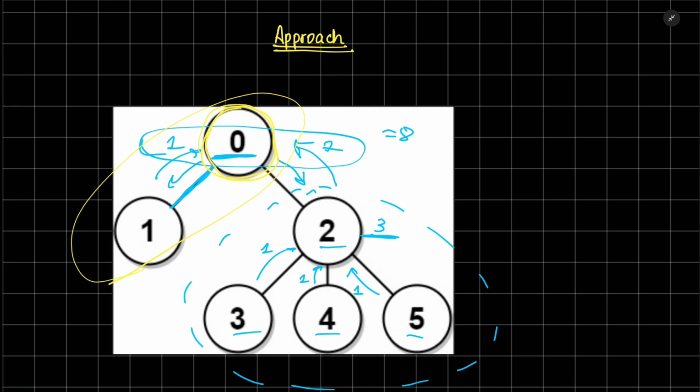So now you must be thinking, why this? Because this took us O of n time, and if we have to find the answer for each node, if we do that for each node, again it will become quadratic time complexity, which will not solve this problem.